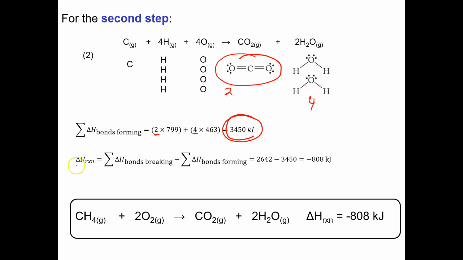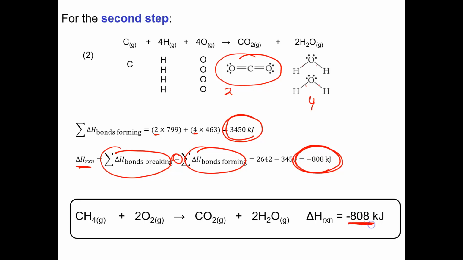Now, when it comes time to calculate the delta H for the overall reaction, we need to do the sum of what we're breaking minus the sum of what we're forming. And sure enough, just like we were hoping, for this particular reaction, we get a negative enthalpy change. And there it is, minus 808 kilojoules.